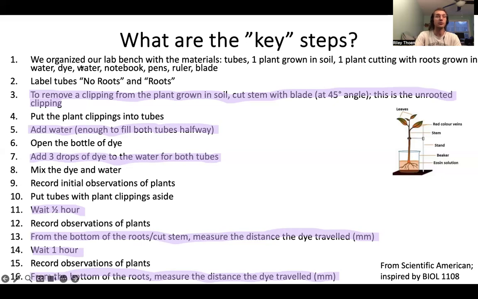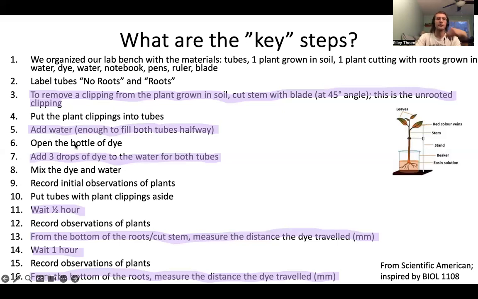Same with labeling tubes. However, to remove a clipping from the plant that was grown in soil, cut the stem with a blade at a 45-degree angle, and that's an unrooted clipping. So that is a really important aspect of this experiment itself. You need to follow this exactly to replicate this experiment. It's important to report. So that's an example of stuff we'd want to report versus not from a protocol.